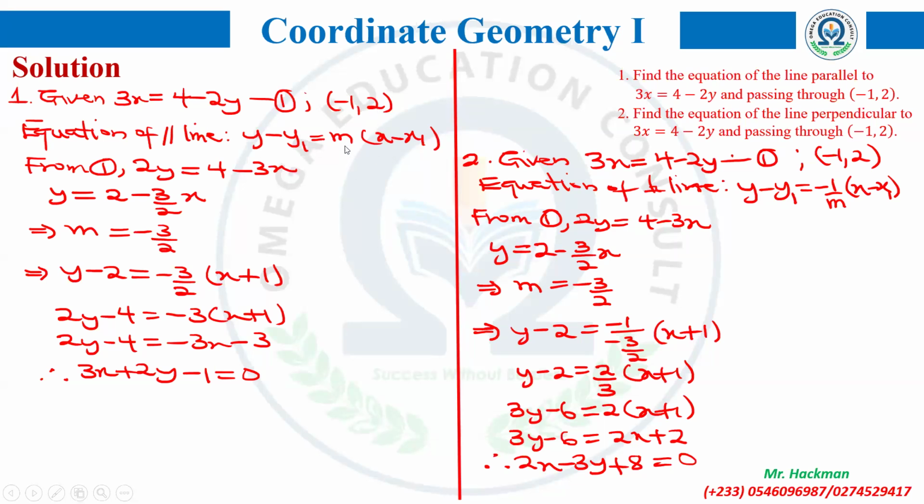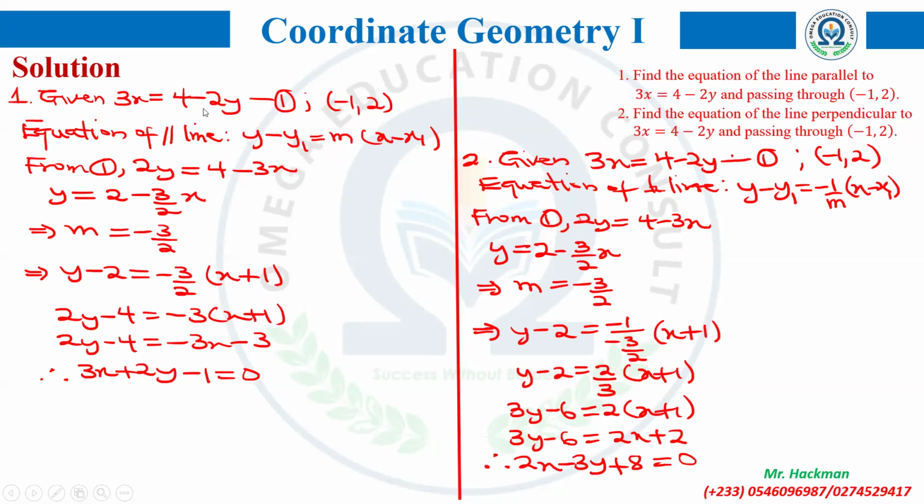So now what is left is m, which is not given directly. Indirectly, once we know that the line is parallel to this given line, it means the line and this particular line will have the same gradient. So I'm going to find the gradient of this line. That's what I'll have and substitute. So in this case, what do I do?